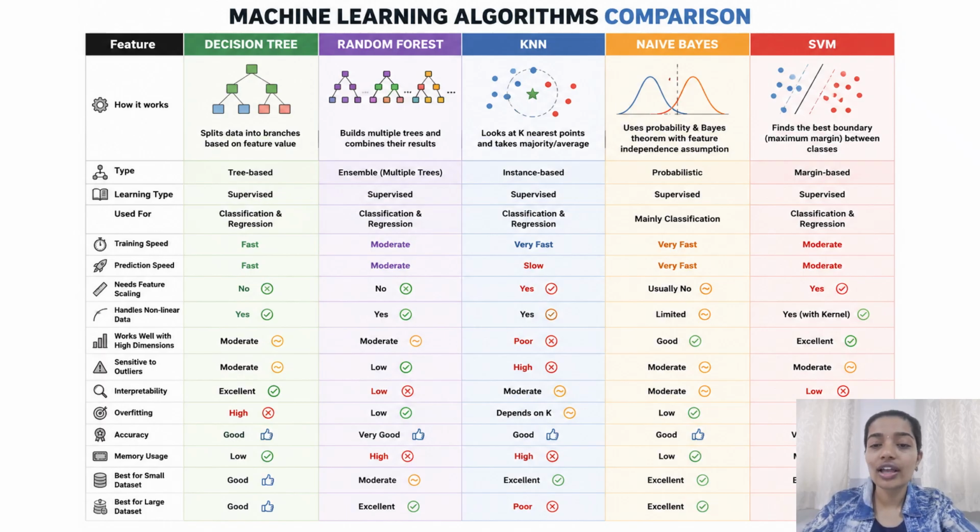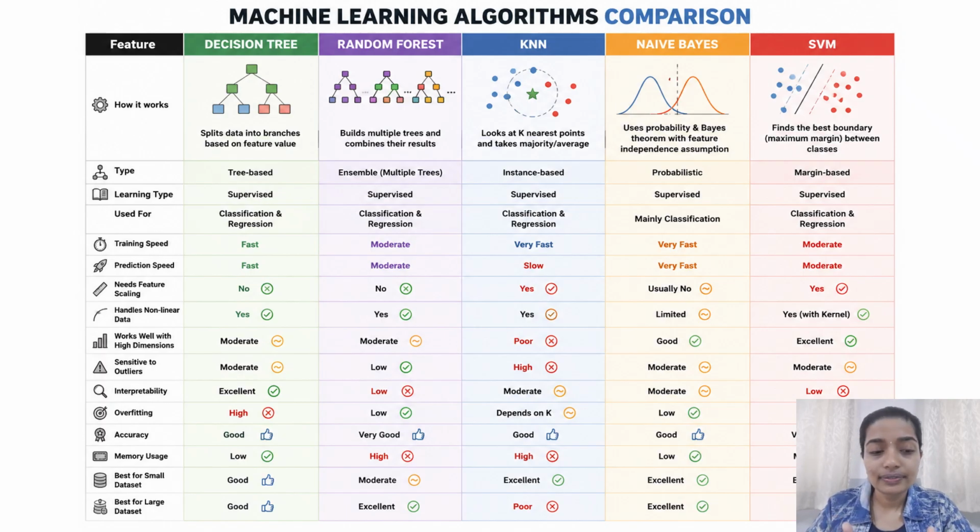Again, as said earlier, all the algorithms that we have discussed are supervised learning algorithms. The training speed of this is very fast, and prediction is also very fast. We generally don't need any feature scaling in the case of Bayes theorem.